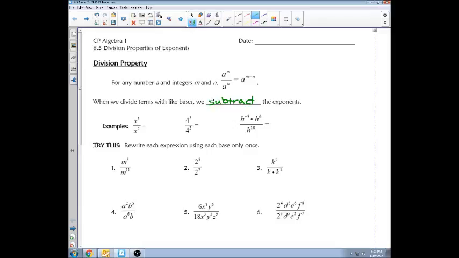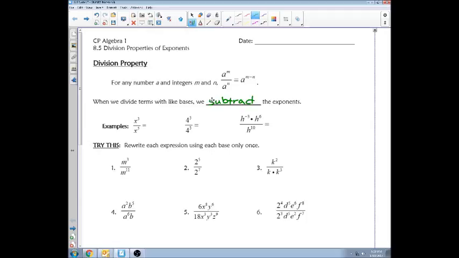That may not make a whole lot of sense to you yet, but after these three examples, I think it will probably make some sense. So what we're going to do is subtract the exponents, and then put whatever is left in the location of the larger exponent.